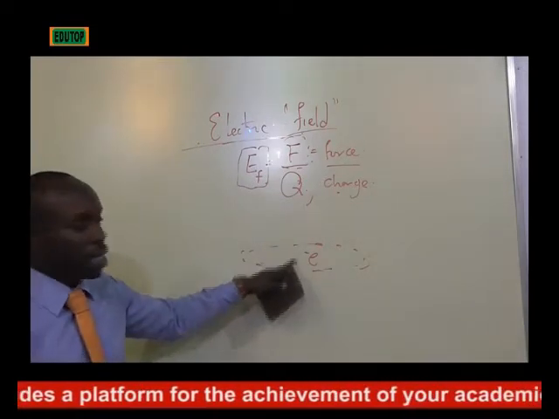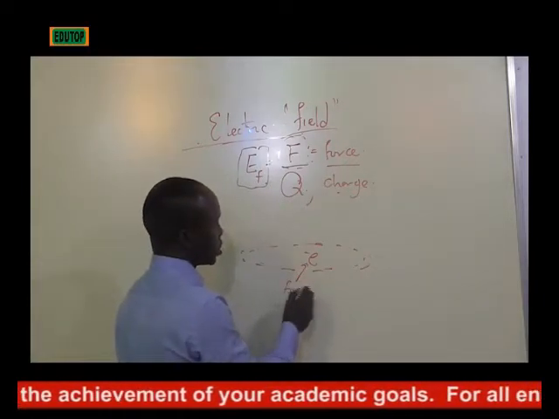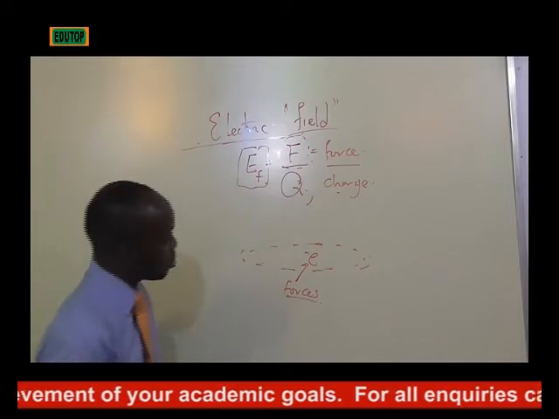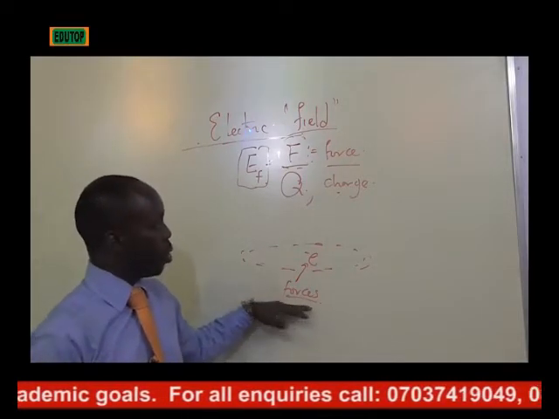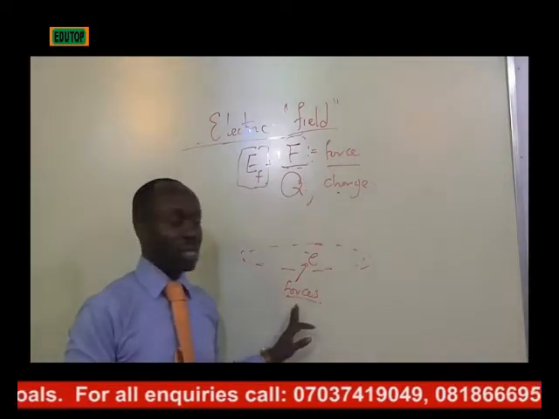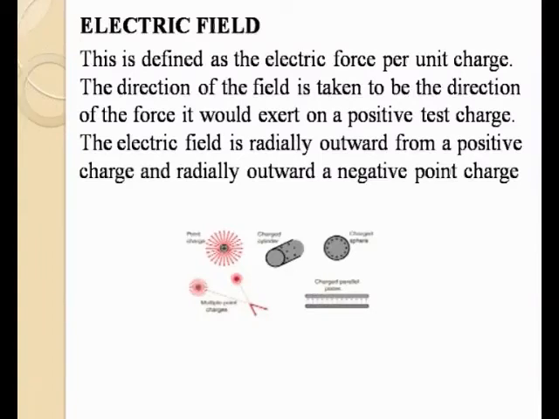Now this electric charge that is in existence is under the influence of forces. So any platform that has electric charges in existence under the influence of external forces, we say that such a platform is an electric field. It has been stated that the direction of the field is taken to be the direction of the force it will exert on a positive test charge. The electric field is radially outward from a positive charge and radially towards a negative charge.